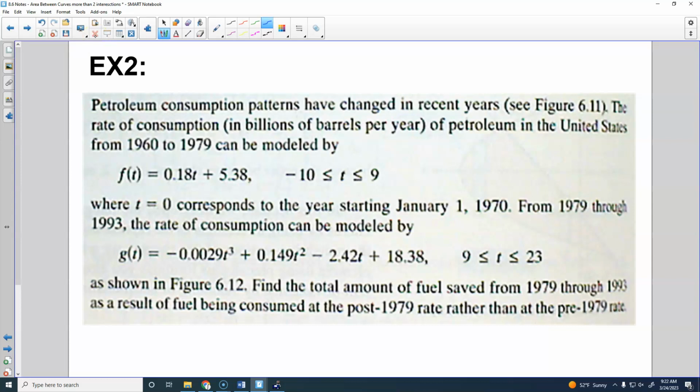It is old because our book, well, actually this came from the textbook we had before that, which is the same textbook, but they've significantly updated it. It's old because it's talking like 1960 to 79 and then 79 through 93, so that probably seems ancient to you guys, but it's still a pretty good problem.